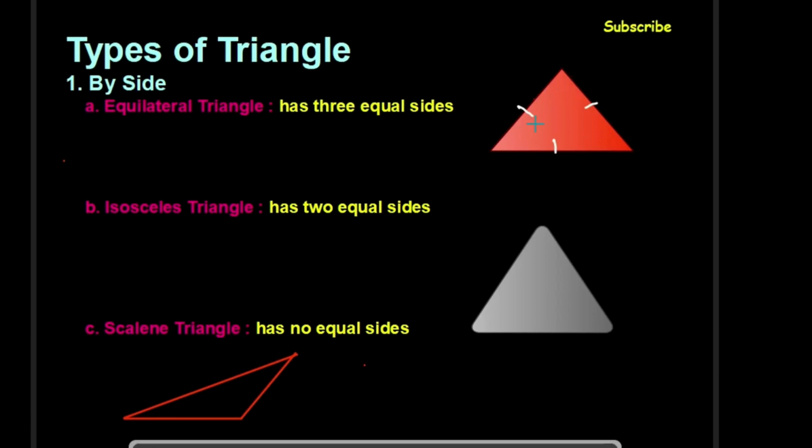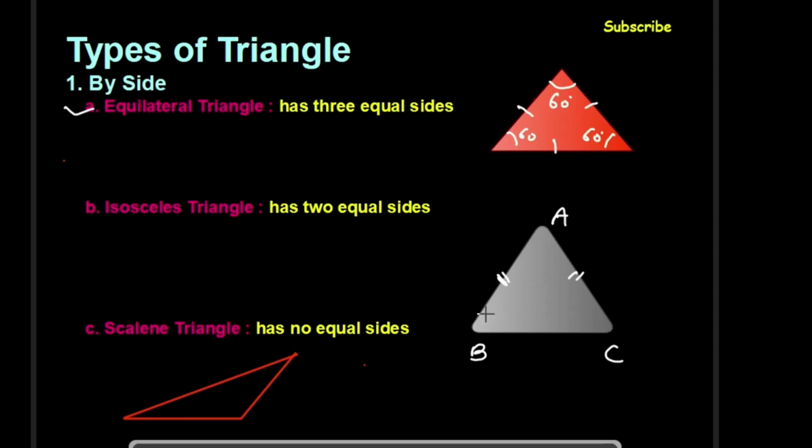Another property is that all the angles of the triangle are also equal. That means in this case, this is going to be 60, this is going to be 60, and this is going to be 60. So we can say this is an equilateral triangle. Now moving to the isosceles triangle. Suppose the triangle is A, B and C. If two sides are equal, then we can say it is an isosceles triangle.